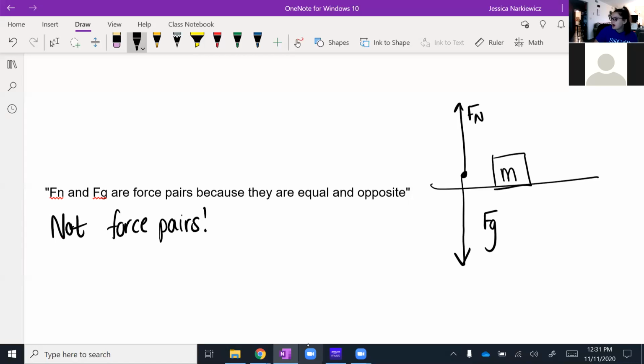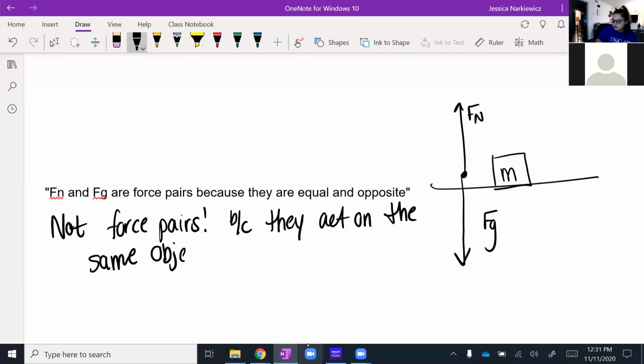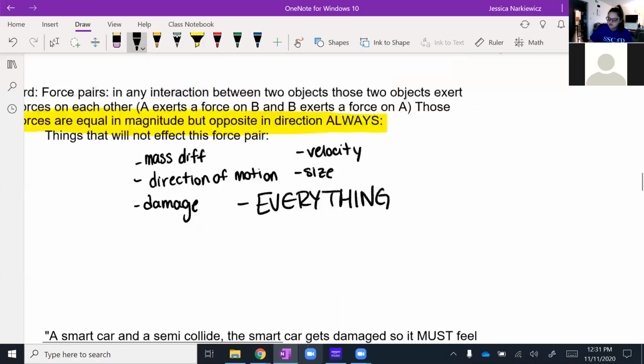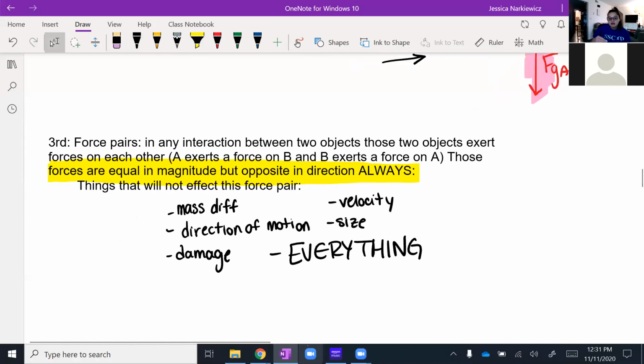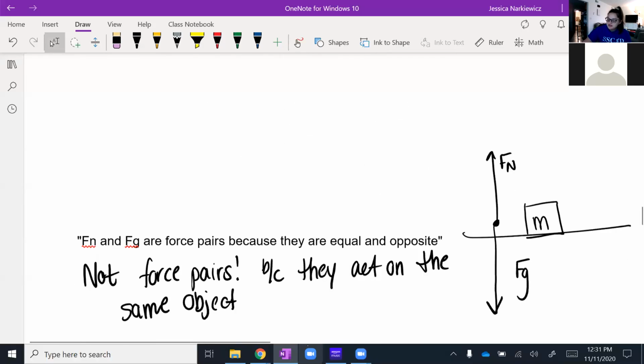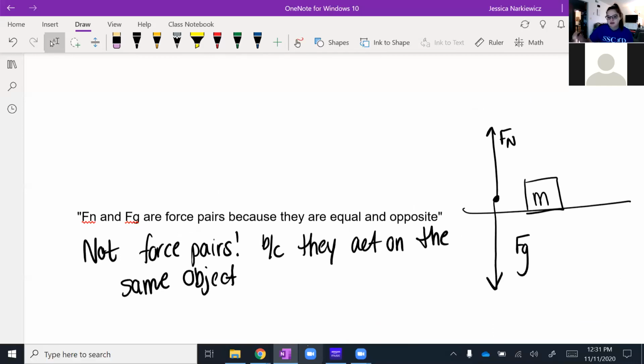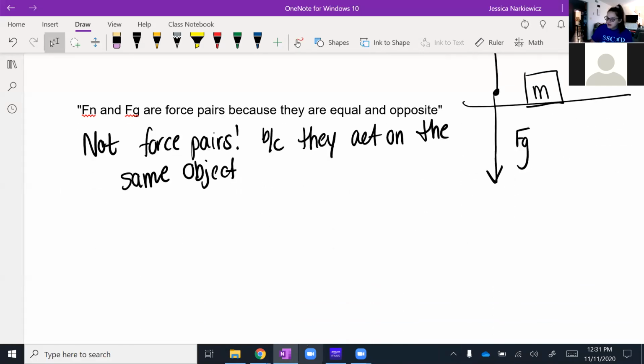The reason why is because they act on the same object. We just saw in our definition of Newton's third law that if A exerts a force on B, then B exerts a force on A. This free body diagram is only for mass M, so there's only object A. There's no other object. Okay?